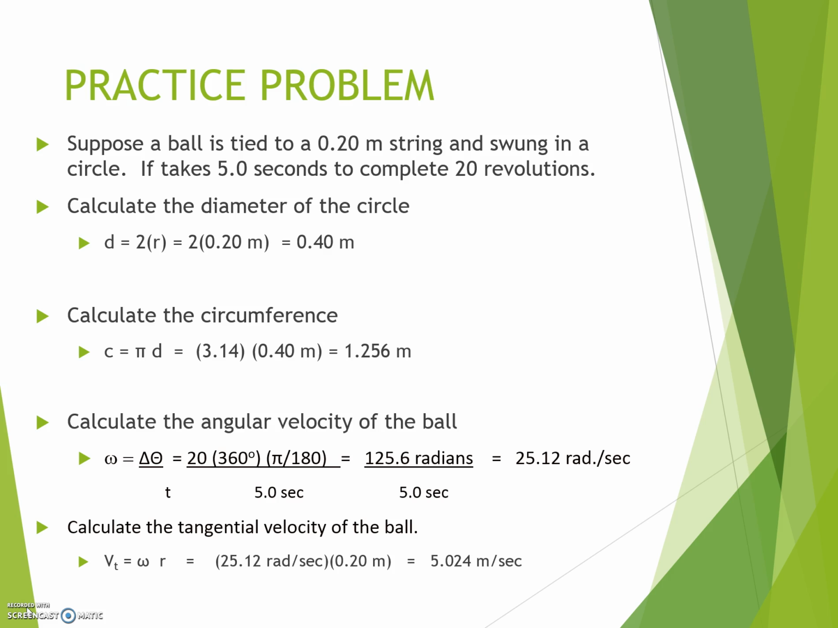So what that means is we have this ball. It's attached to a string. It's being swung in a circle, so it's got an angular velocity of 25.12 radians per second. And imagine that that string breaks and the ball flies off tangent to that circle. The velocity of that ball tangent to the circle would be 5.024 meters per second.